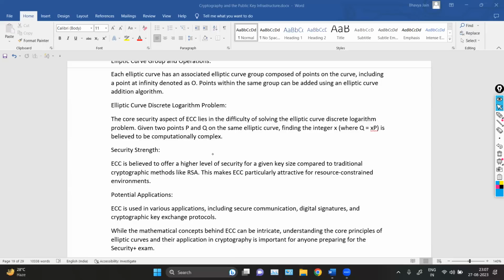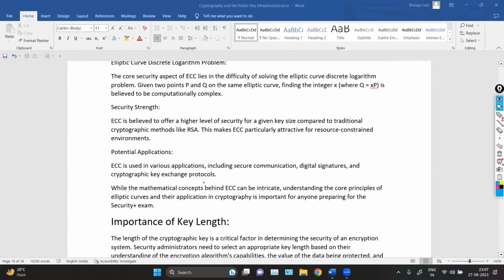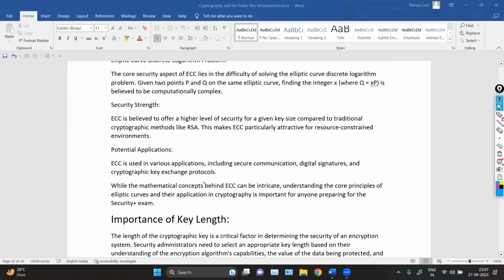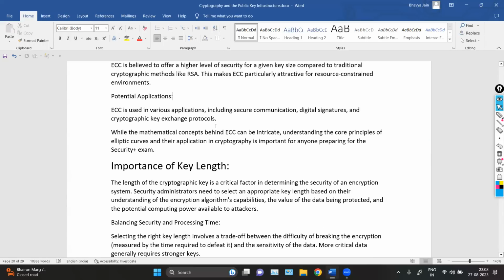Then security strength: ECC is believed to offer a high level of security for a given key size compared to traditional cryptographic methods like RSA. This makes ECC particularly attractive for resource-constrained environments. Here we have high security for a given key compared to traditional RSA, which means we have a shorter key length in ECC compared to RSA. Then we have applications where we can use ECC: in secure communications, in digital signatures, and in cryptographic key exchange protocols.